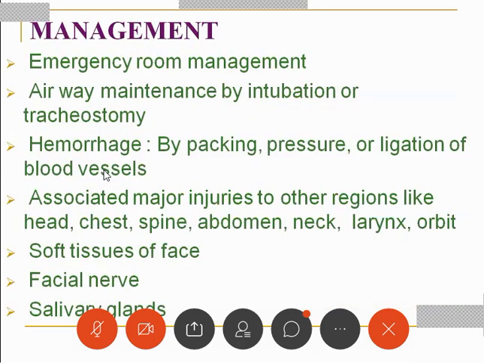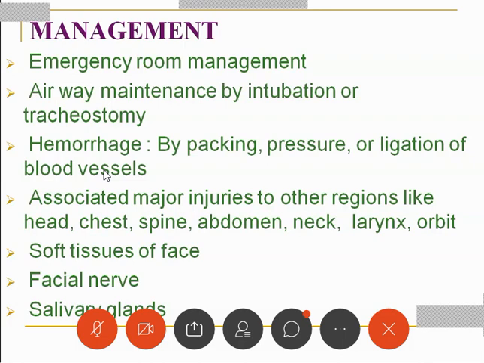Emergency room management. For all nasal injuries, there are some basic standard protocols: airway maintenance by intubation or tracheostomy, and control of hemorrhage. You suspect injury to the whole head and whole body, for example in any traffic accident. Once you suspect that, our primary aim is to protect and preserve the airway. That is the basic means of protecting a human being. So first go for a tracheostomy if at all required.